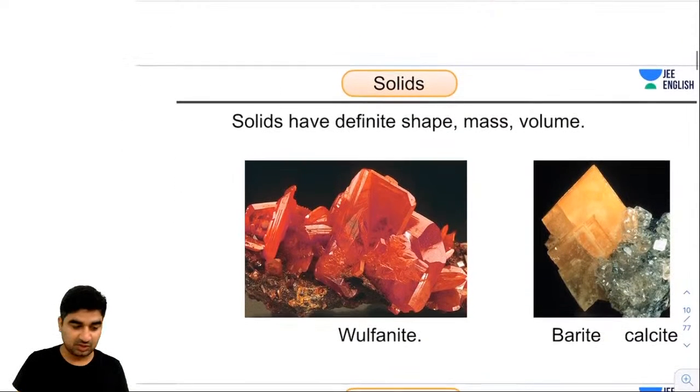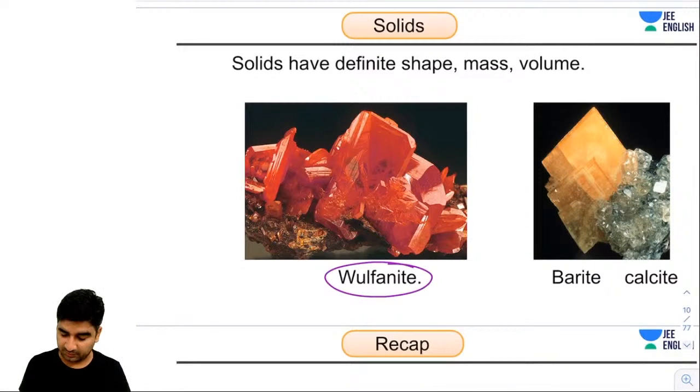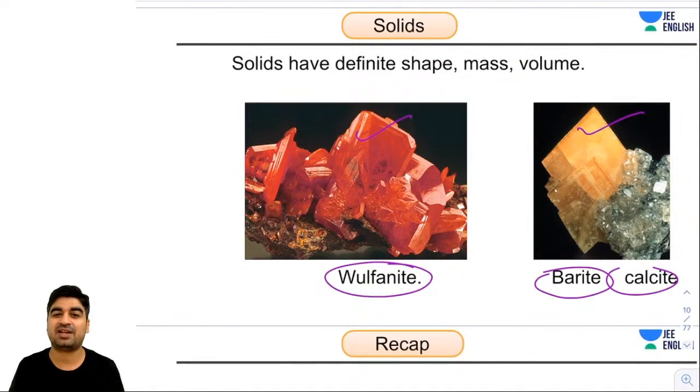I was teaching you the solid state, guys. So here in solids we have wolfenite, I told you these are the solids. And how to identify solids, guys? Solids will have definite shape, definite size, definite volume, and all those things we have already covered. So you can easily identify the solids.